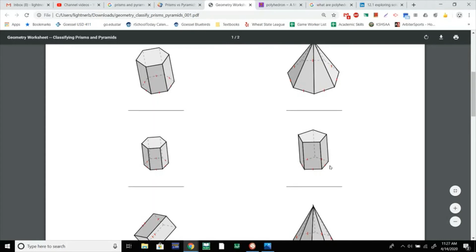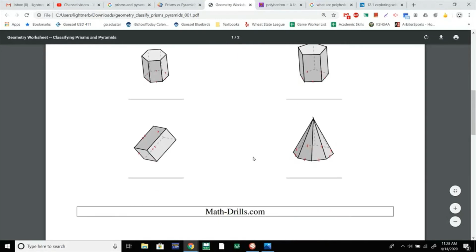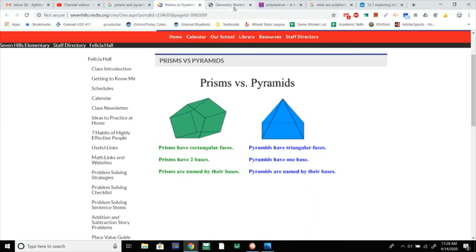Hexagonal prism, same one. A pentagonal prism. 1, 2, 3, 4, 5. 5 sides, and it's a prism. Rectangular prism. This one, 1, 2, 3, 4, 5, 6, 7, 8. That would be an octagon, so it's octagonal pyramid. Okay, so hopefully that makes sense on how you're doing those.